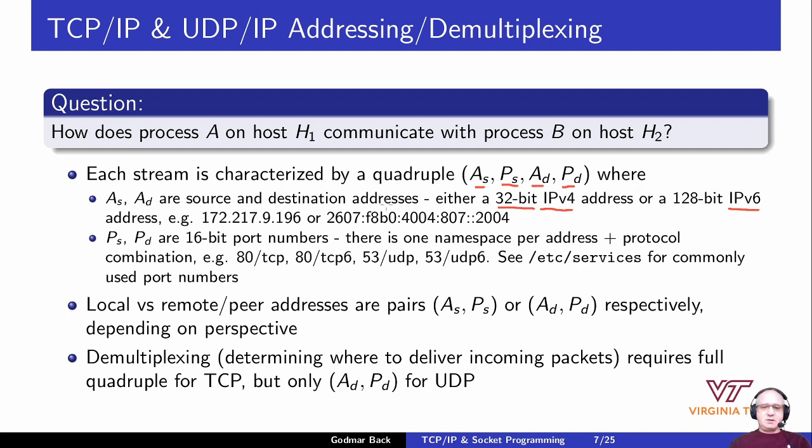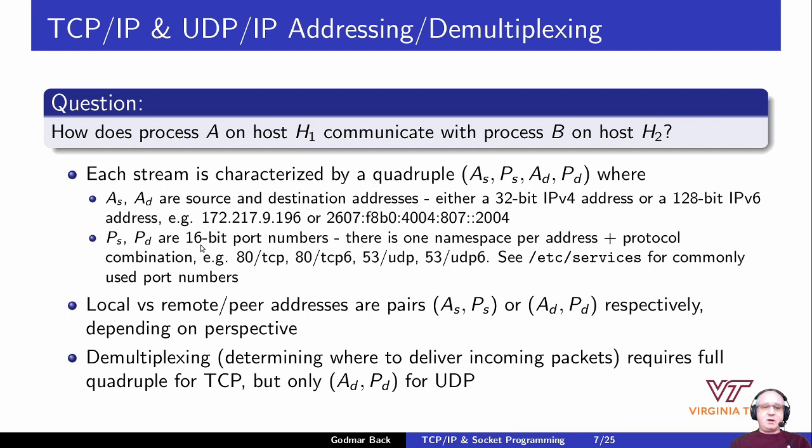IP version 4 addresses, you've probably seen them around. They're typically written in the so-called dot notation. So 3 dots are being used to separate 4 decimal numbers. So an example, 172.217.9.196 is an example of an IP version 4 address. By the way, that is a current address that goes to google.com.